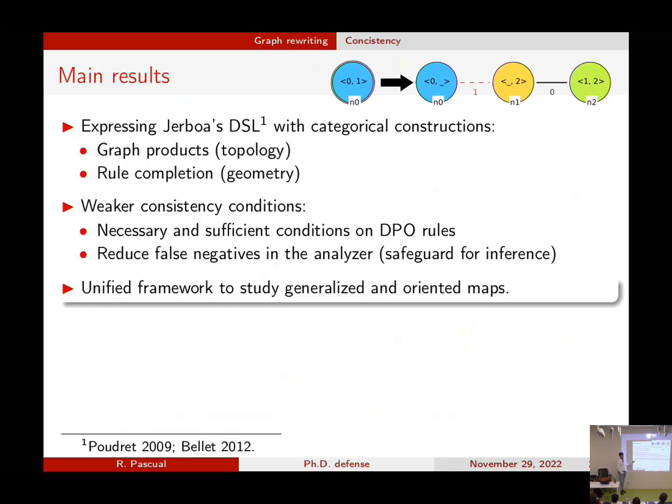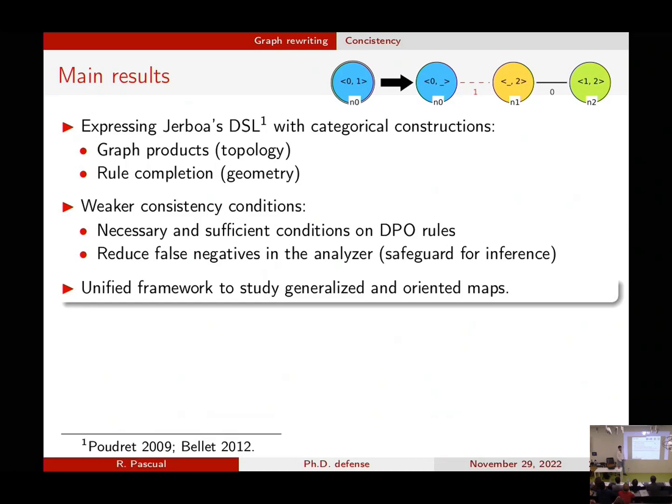And finally, this extended framework also allows us to model modifications of oriented maps, which is a formalization of half edges and a generalization of half edges, which is, in a sense, the most popular model in topology-based geometric modeling. So we can, using graph transformation, formalize the modeling operations on those oriented maps.